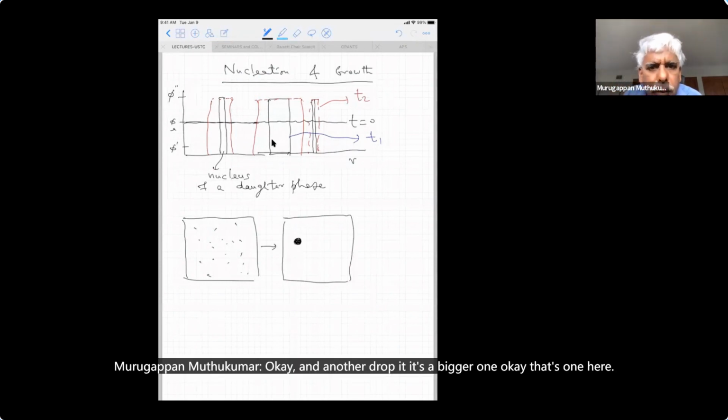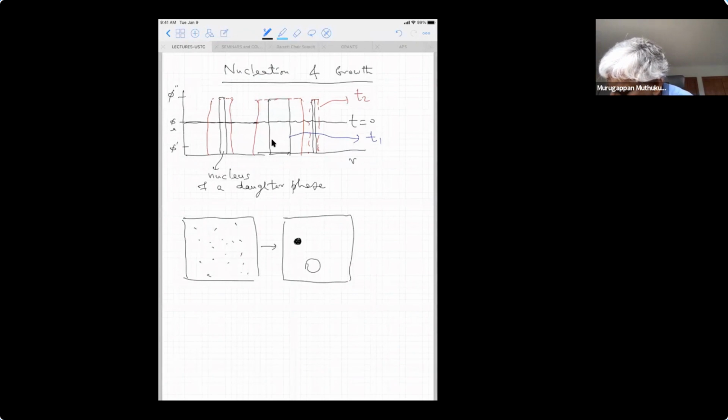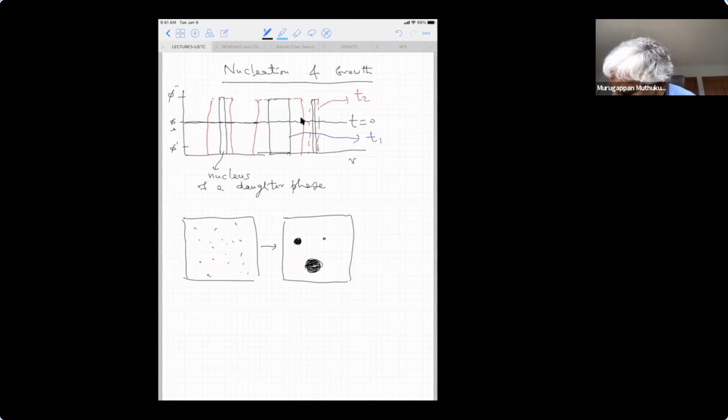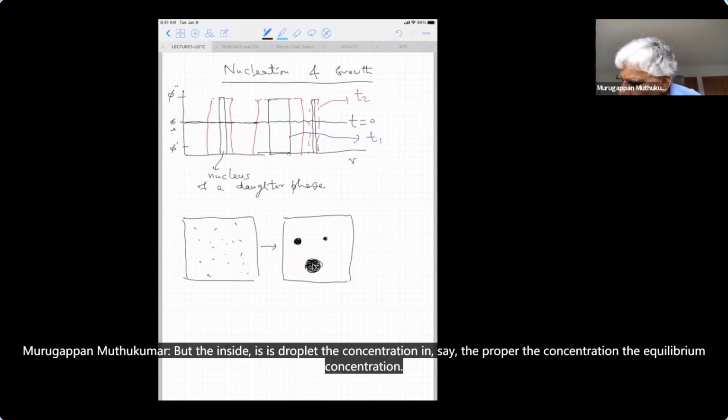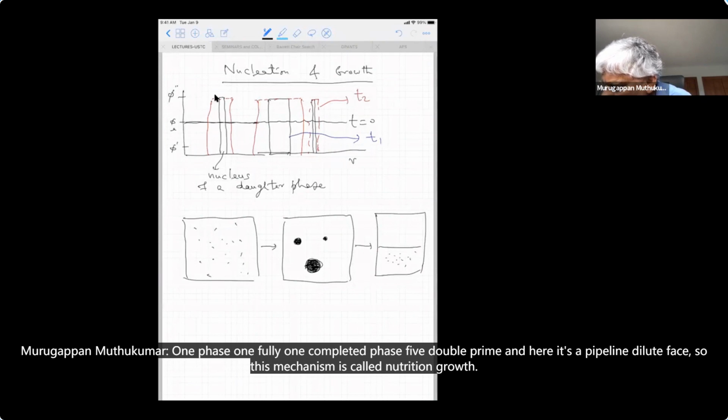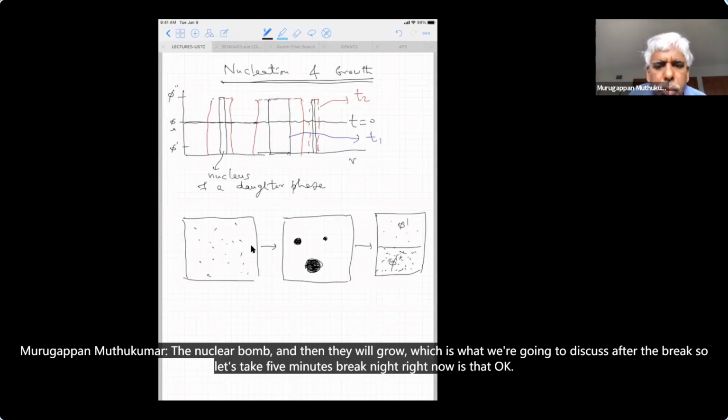Okay, and another droplet is a bigger one. That's born here. And another tiny one is born in here. But inside this droplet is the equilibrium concentration. And then eventually, of course, if you wait long enough, I have my usual case. This is one complete phase, phi double prime, and here is phi prime, a dilute phase. So this mechanism is called nucleation and growth. The nuclei are born and then they will grow, which is what we're going to discuss after the break.